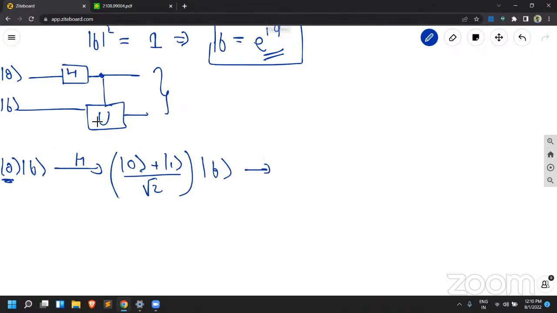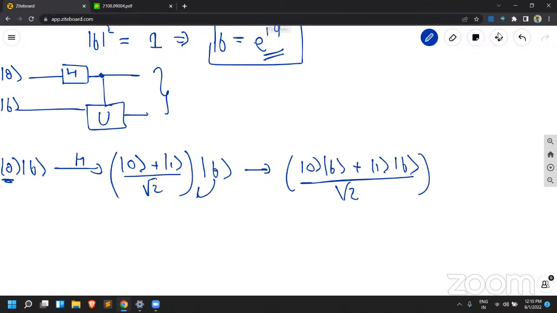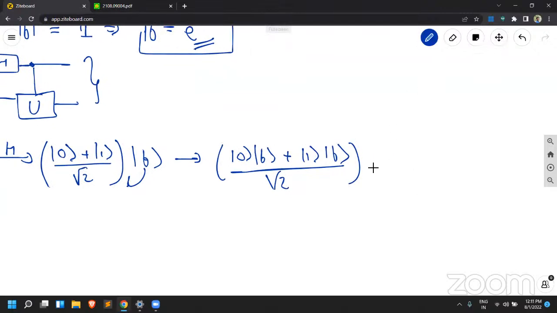And now we are applying a controlled U rotation, right? Controlled U rotation means that whenever the control qubit is 0, nothing will happen, but whenever the control is 1, we will be able to operate this on B. So before, I'll just write it like this: 0 B plus 1 B. So I've done nothing but brought B inside the vector. Now I'm going to apply controlled U that we have. Since the control is 0 in this part of the state, nothing will happen to B, so it remains as it is, right?